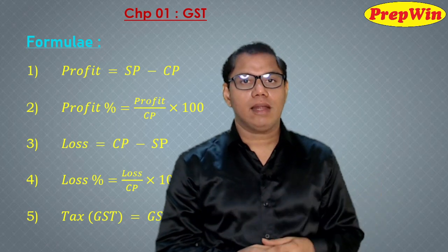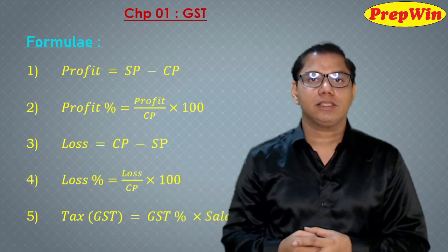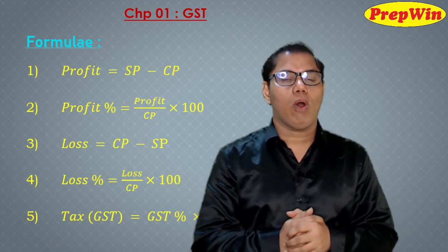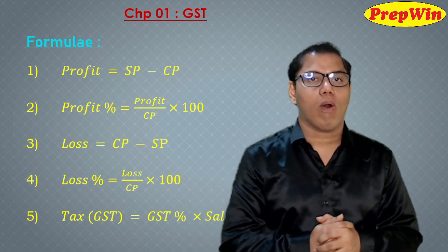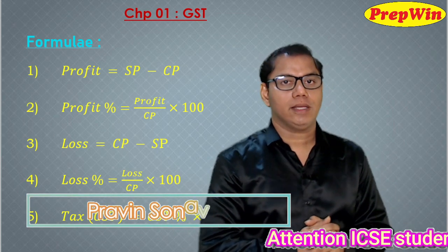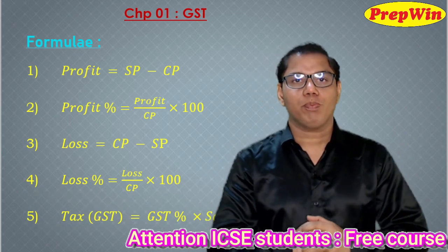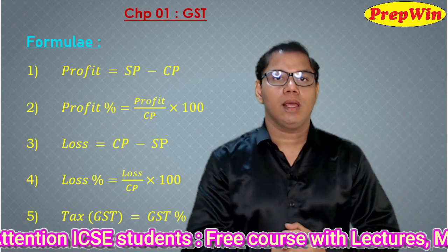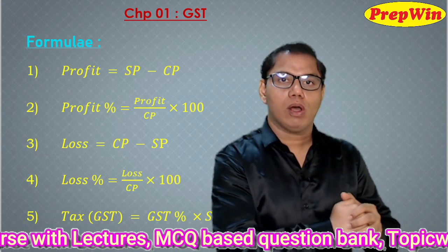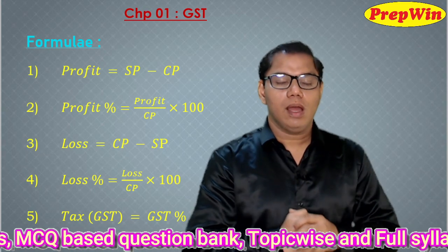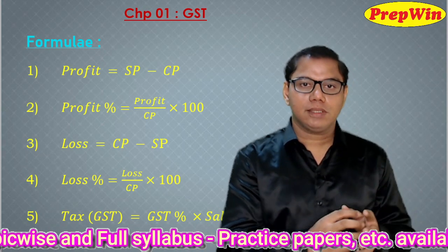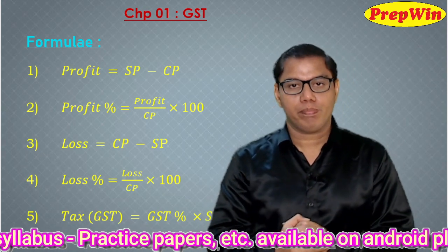Along with that, how do we calculate a profit percent or a loss percent? It is very important to understand that loss percent or profit percent is always calculated on the cost price and not on the selling price. So here we have the formulae: profit percent is profit upon cost price into 100, and loss percent is also equal to loss upon cost price into 100. GST is equal to GST percent multiplied by sale price.